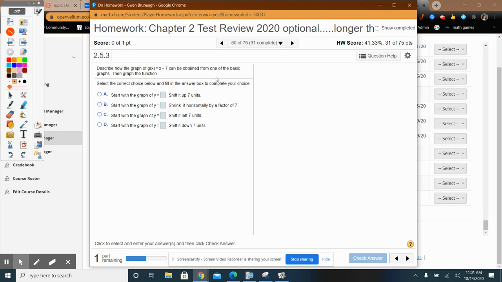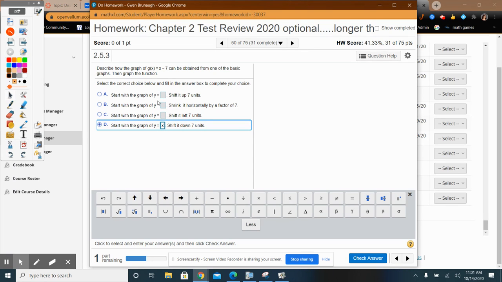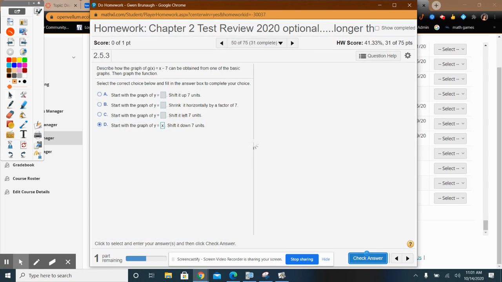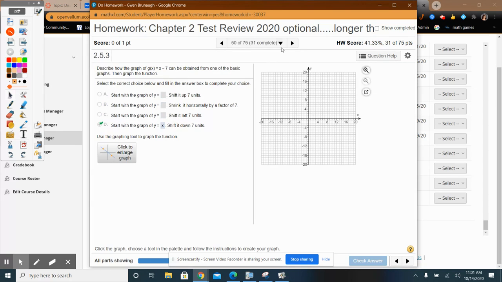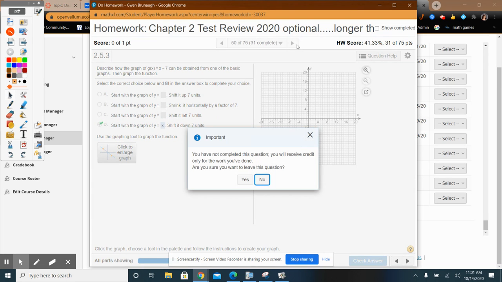Okay, and this is talking about the shifts. You're going to take the mother function of y equals x, and then the minus 7 is outside parentheses. So that was a down 7. Outside parentheses is a down 7. I told you these would be the easier ones than we're doing on the test, and you would go ahead and graph that, but I'm not going to graph it.